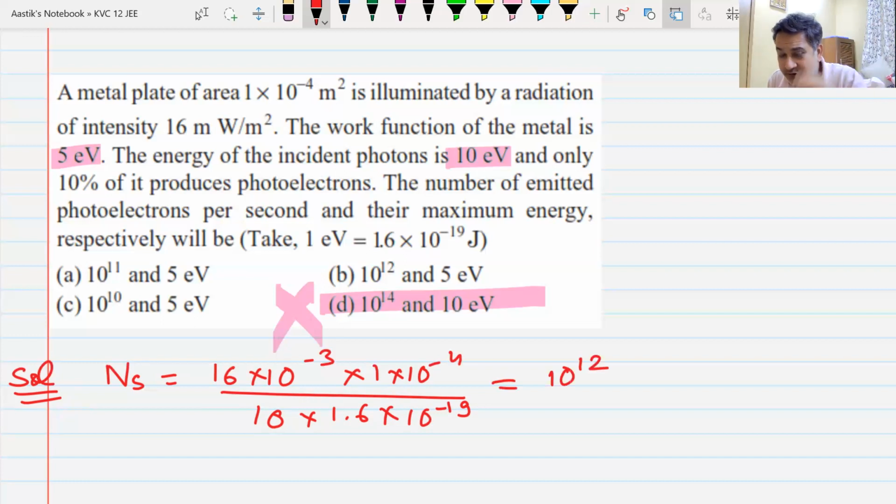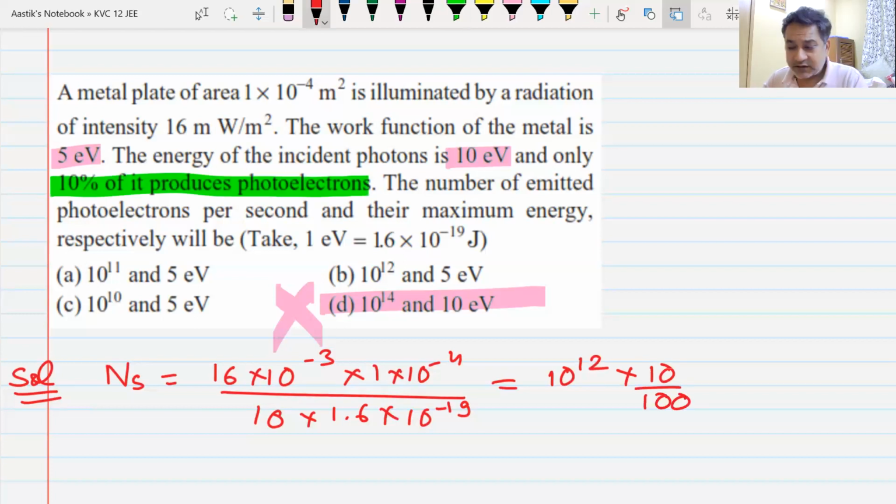And you see 10 raised to the power 12 in one of the options, so you will go and mark that option. But wait. Only 10% of it produces photoelectrons. So you have to multiply this by 10 by 100. That will be the number of photoelectrons. So the answer is 10 raised to the power 11. That is the answer.